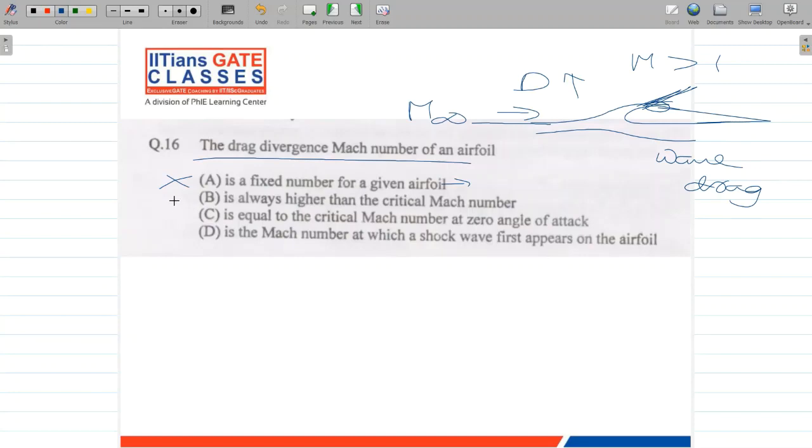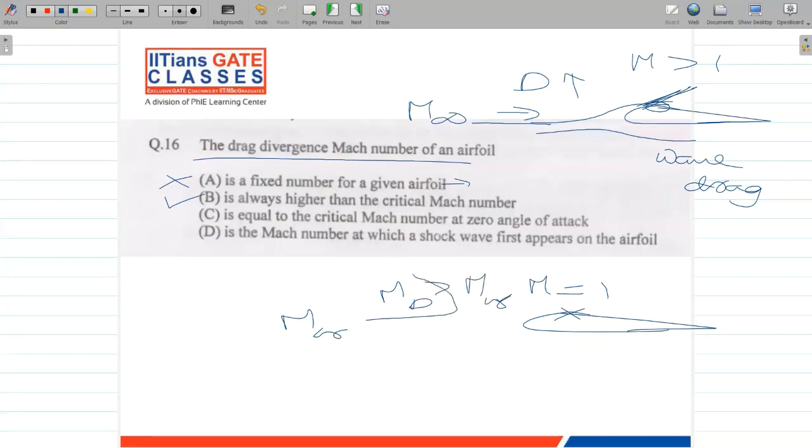Is it always higher than the critical Mach number? That is true. Critical Mach number is some subsonic Mach number, as you all know, at which you first start seeing sonic flow over your airfoil. The reason why your drag divergence Mach number is always higher than the critical Mach number is that the drag divergence Mach number is the Mach number at which you start seeing strong shocks on your airfoil. And to see strong shocks, your free stream Mach number will be sufficiently high, right? And your critical Mach number is when you first start seeing sonic flow on your airfoil.